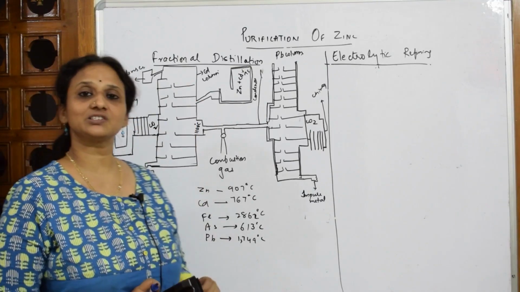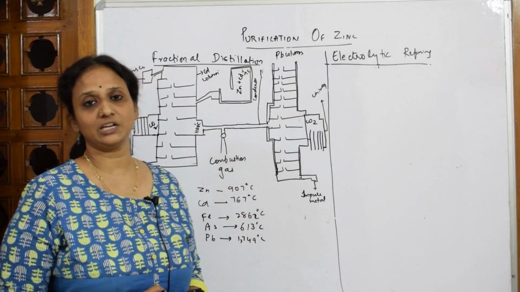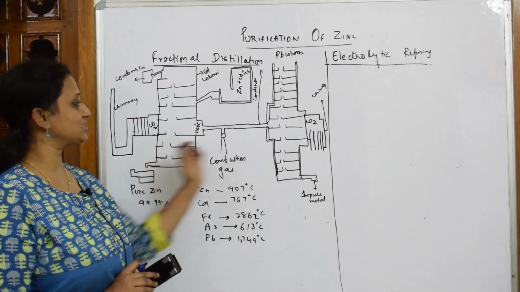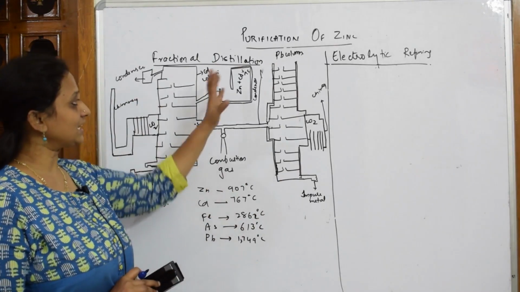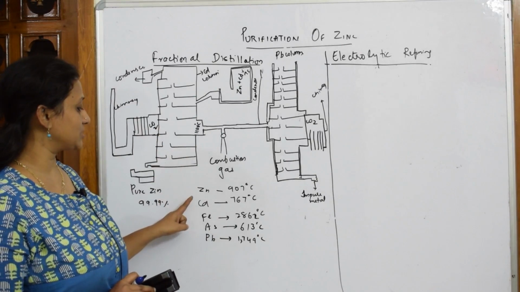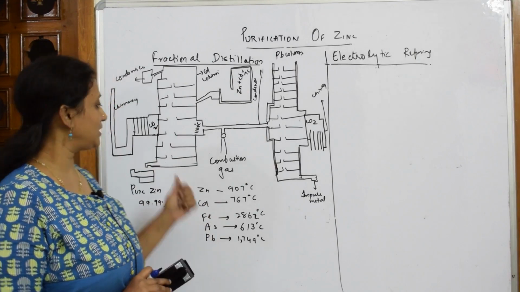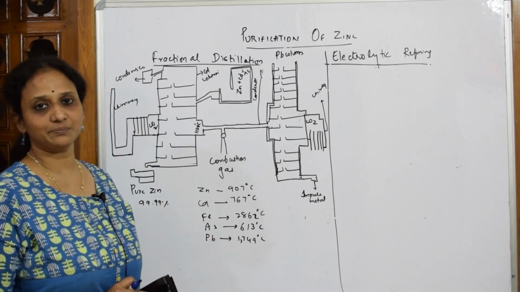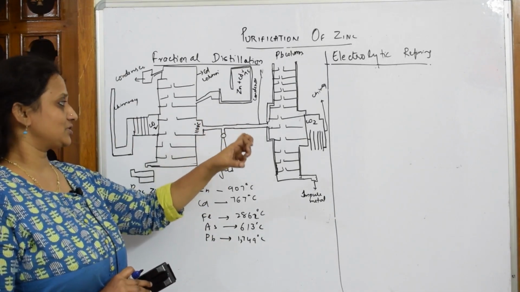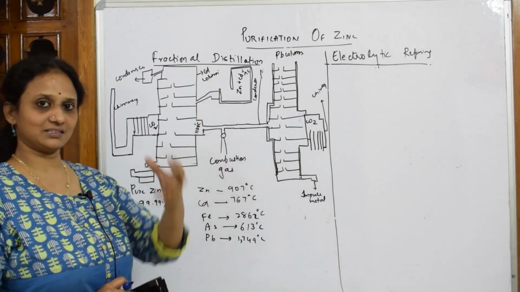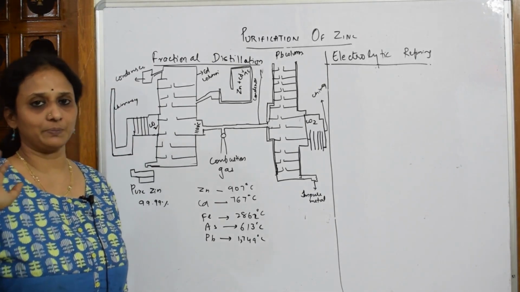When we speak about fractional distillation, it is basically the process of separating based on the boiling points. We have two fractionating columns, and you have a condenser which is attached. Now we have a mixture of zinc, cadmium, iron, arsenic and lead, and I have to purify zinc. When we send these combustion gases at high temperature, the metal, according to its boiling point, starts converting into vapors.